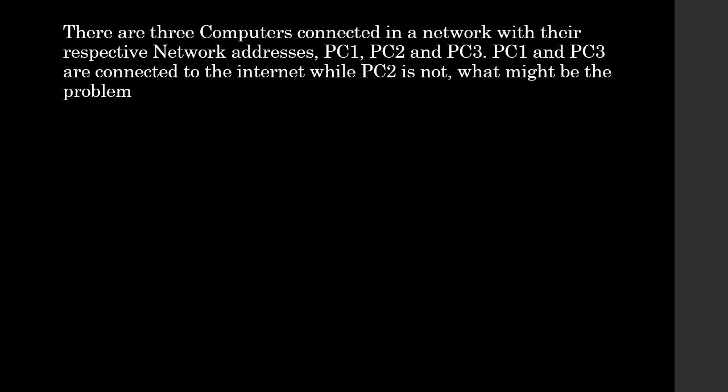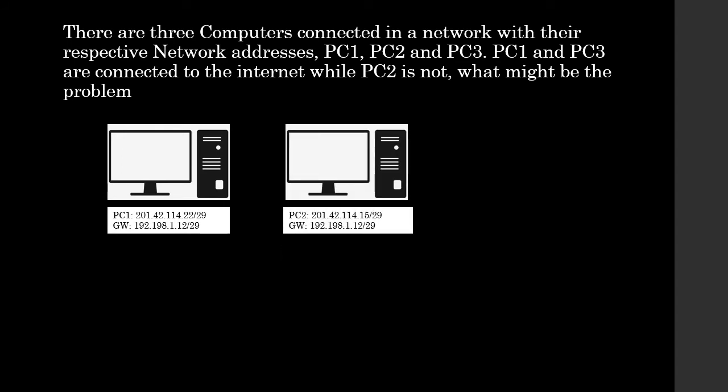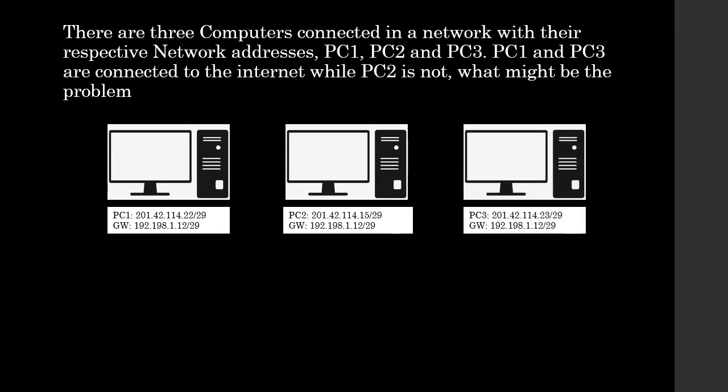For the second example, there are 3 computers connected in a network with their respective network addresses: PC1, PC2, and PC3. PC1 and PC3 are connected to the internet while PC2 is not. What might be the problem? So bakit daw hindi makakonect si PC2 sa internet? Ano ang problema? So ito yung kanilang respective network addresses. As you can see, parehas lang naman sila ng gateway. So, para malaman natin, ano bang problema kay PC2?